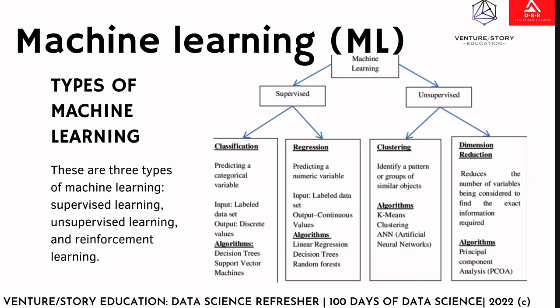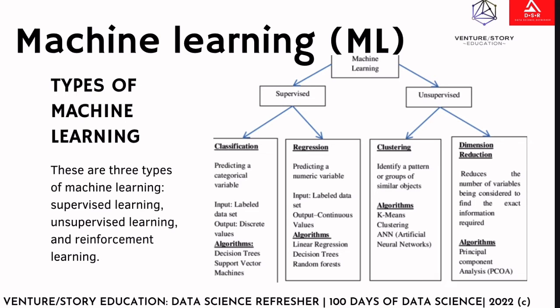So we have discussed till now that there are two major parts in machine learning: supervised and unsupervised. We are not taking reinforcement learning at this moment. In supervised you have classification and regression. We have discussed classification. In classification the major algorithms are decision tree and support vector machines. So these are the two major algorithms.